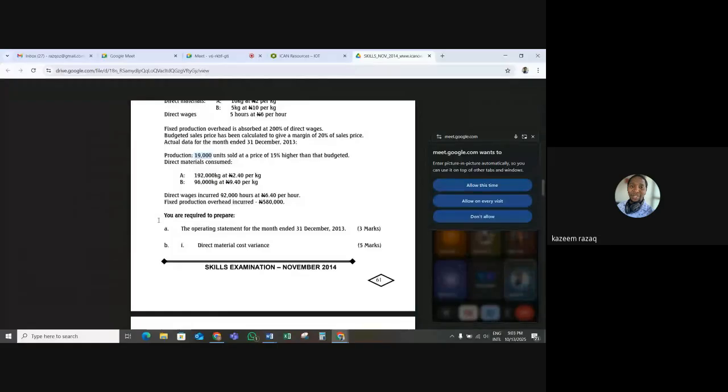Now, what's our overhead in the question? We have fixed production overhead, right? Yes, sir. Now, what's our fixed production overhead variance? We mentioned that before. For overhead variance, which is the general fixed production overhead variance, it will be budgeted fixed overhead minus the actual fixed overhead. We mentioned that earlier, right? Yes, sir.